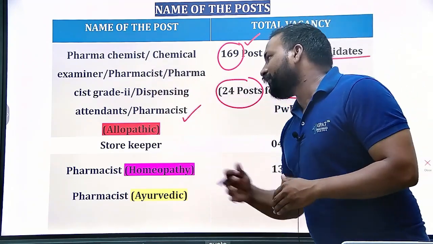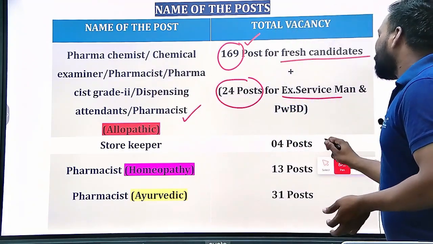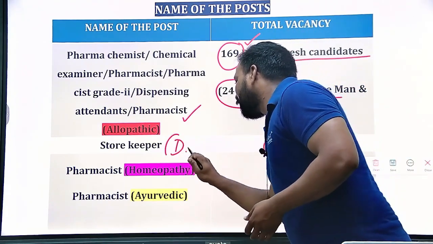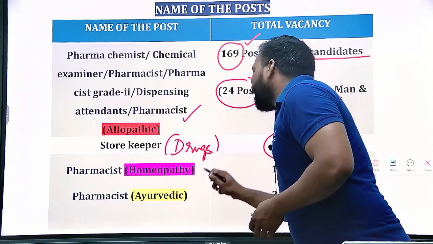Okay, and now moving to the storekeeper. In the storekeeper, we have 4 posts. Storekeeper especially for the drugs. Okay, there are 2 types of storekeepers.